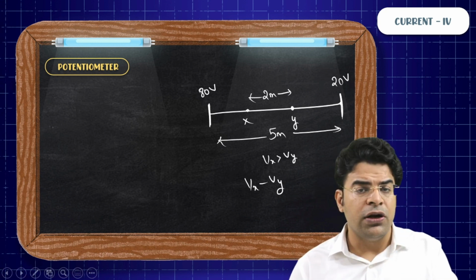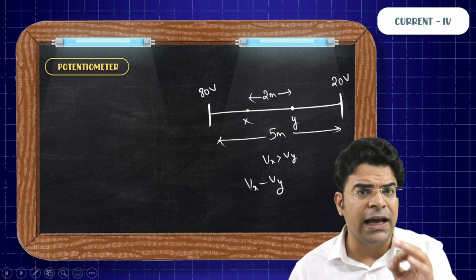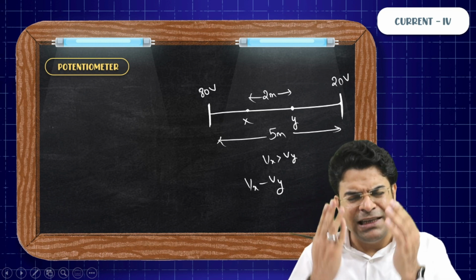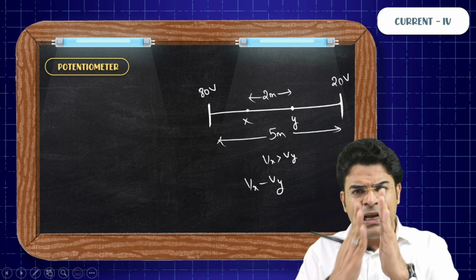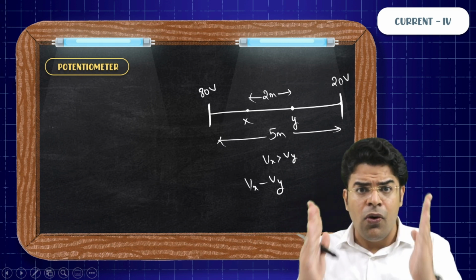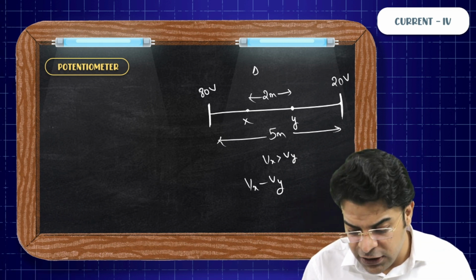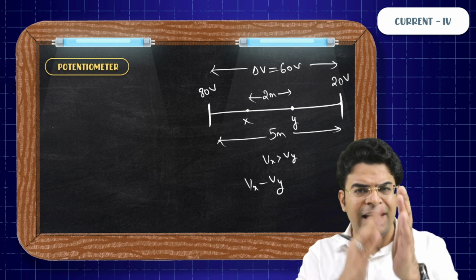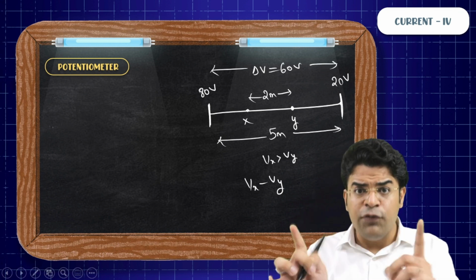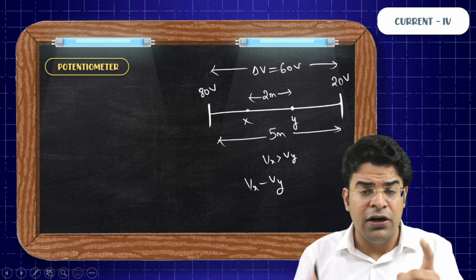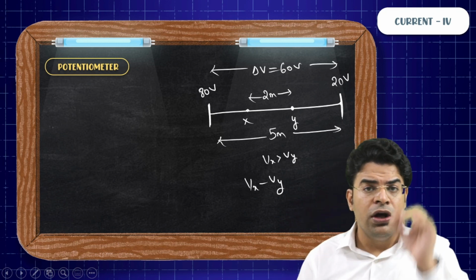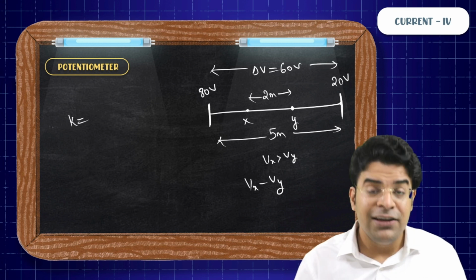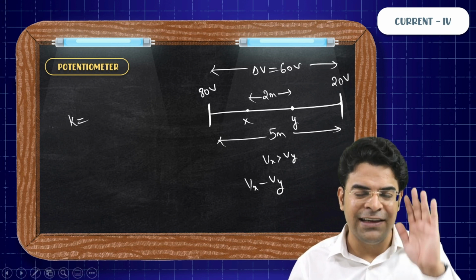The second question, what is the potential difference between X and Y? So you will say, sir, very simple question. You can see that in the whole length of 5 meter, the potential drops by how much? So 60 volt. How did you get this 60? 80 minus 20, 60 volt. So if in the length of 5 meter, the potential drops by 60 volt, what will be the potential gradient? Field. Yes, potential gradient is nothing but field.